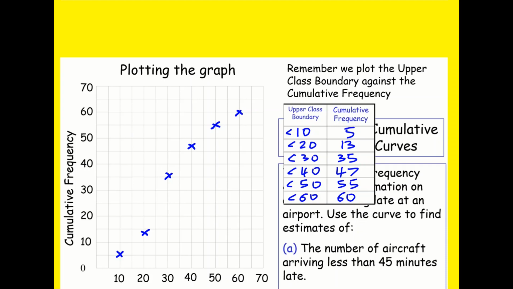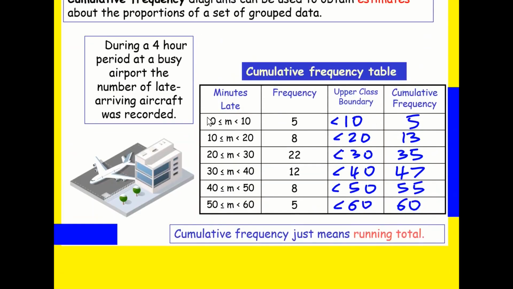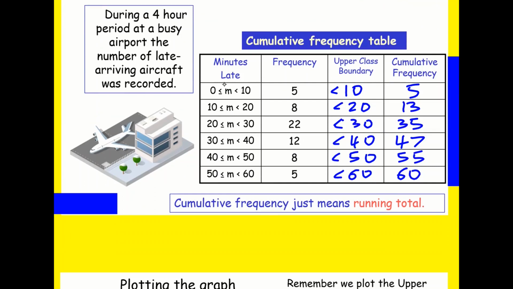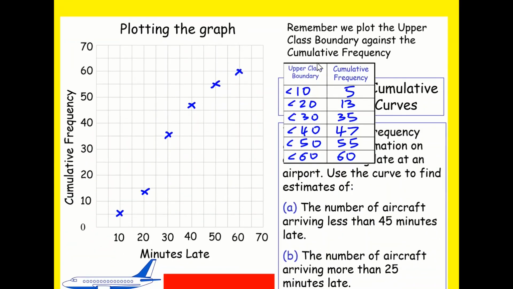There's one other point that we can use, and it's the lower class boundary of your starting group. In this case, it's 0. It won't always be 0. This graph won't always start at 0, but in this case, it does. So I'm just going to add that one in red. It's a special case where I'm using the lower class boundary.